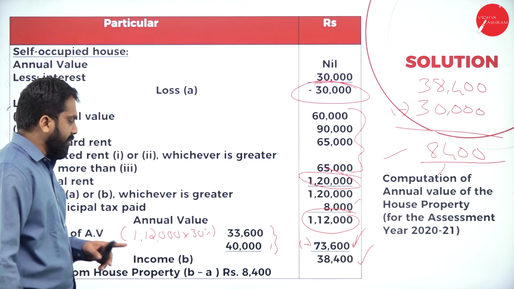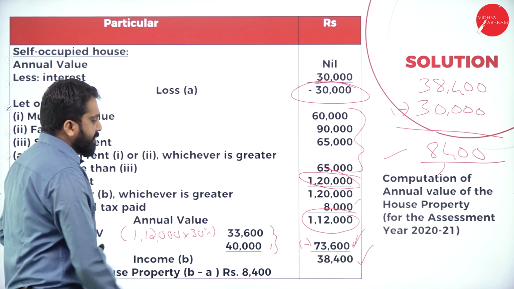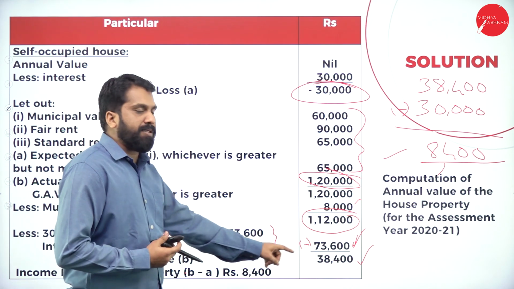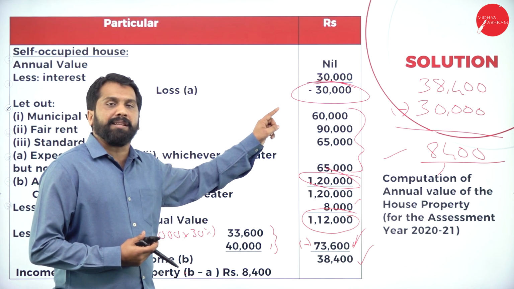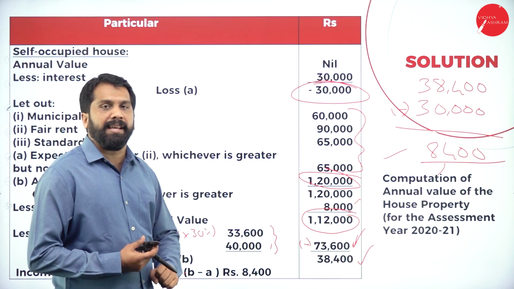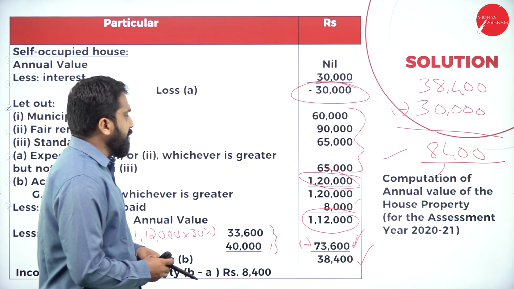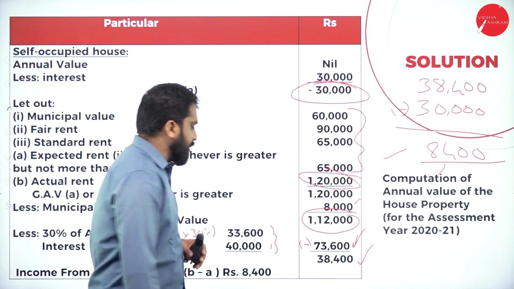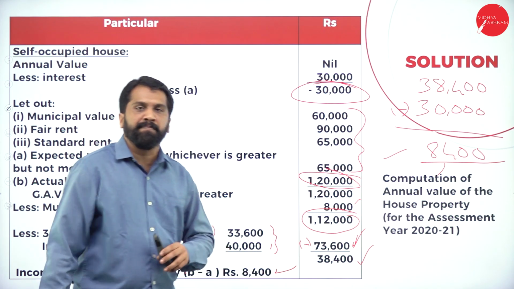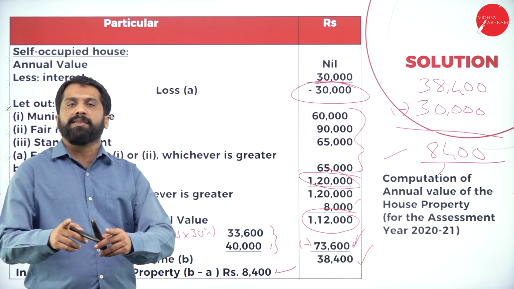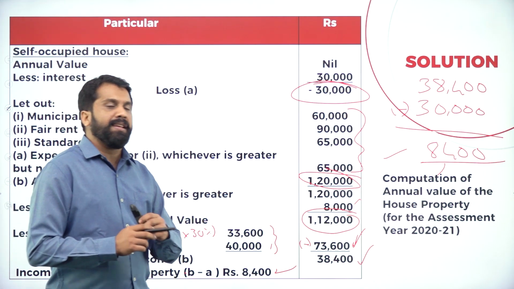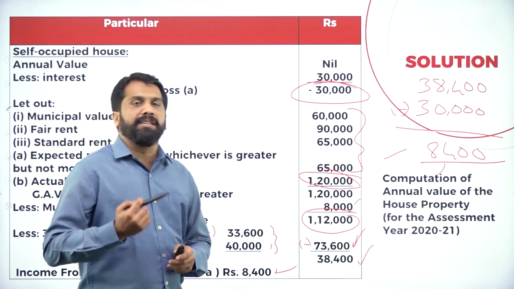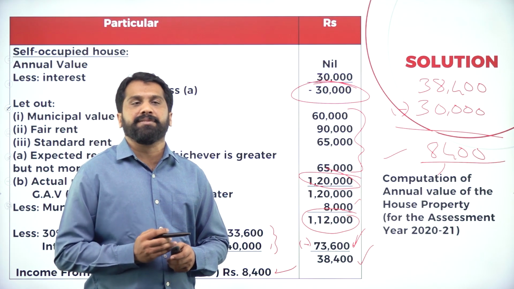I have done that calculation here. It is B minus A. Why is it B minus A? B is a positive value, A is negative. That's why B minus A. Now, how much will it be? 38,400 minus 30,000. Your answer is 8,400. Any doubt? No doubt. Clear? Yes. So I'll go back to all these slides so that you can take a screenshot.